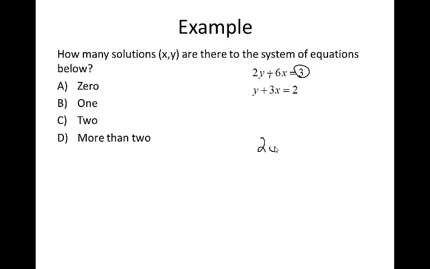If you did have this, where you're multiplying by the same number each time, then these would be the same line, and then you have more than 2, because the answer would have been infinitely many solutions.